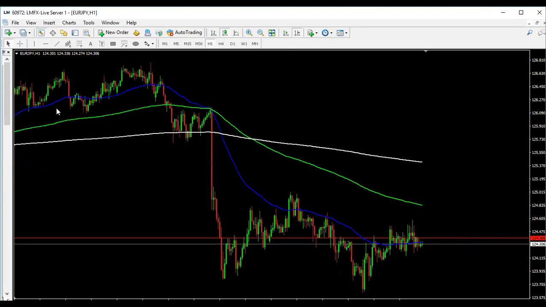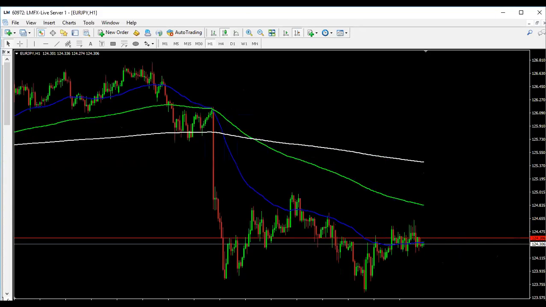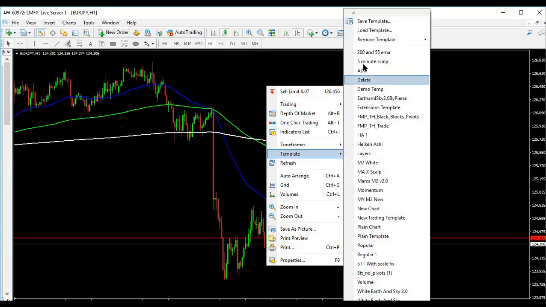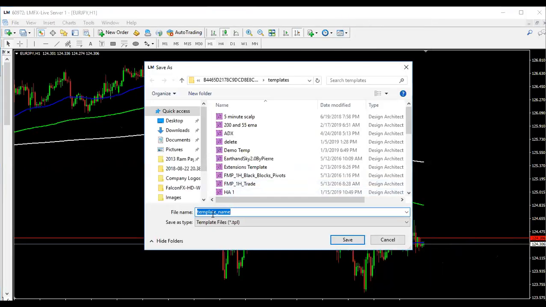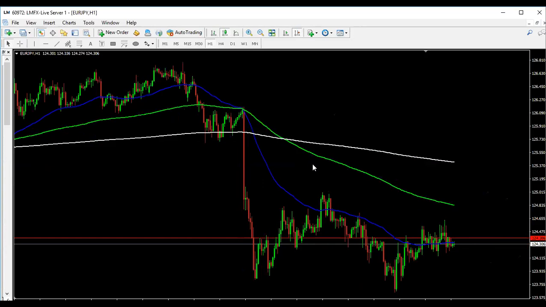Basically, these are moving areas of support and resistance throughout the market. Over my experience and over all the training and the mentorship that I've purchased, close to $10,000 worth of Forex mentorship, these are what I have come to realize are the most accurate and reliable, in my opinion. Now what you're going to do is right click, hit template, save template, then name it and hit save.